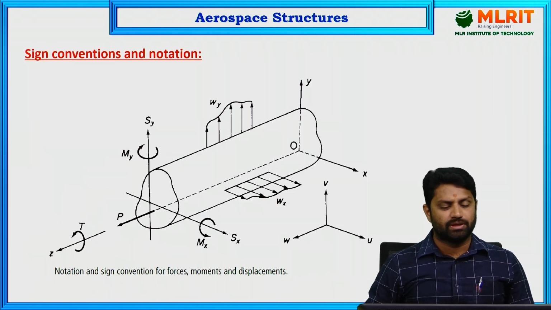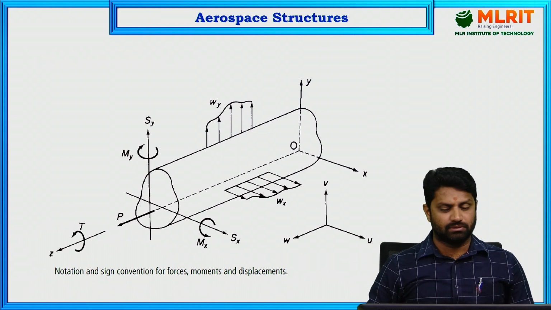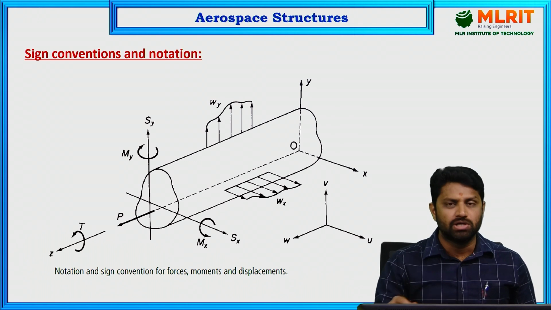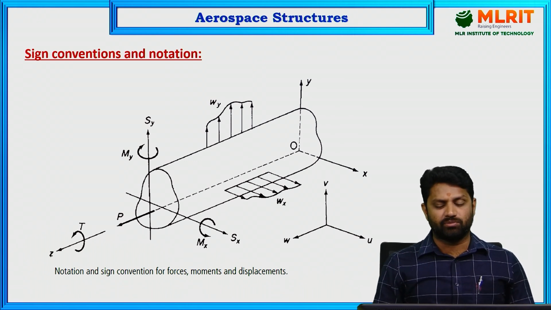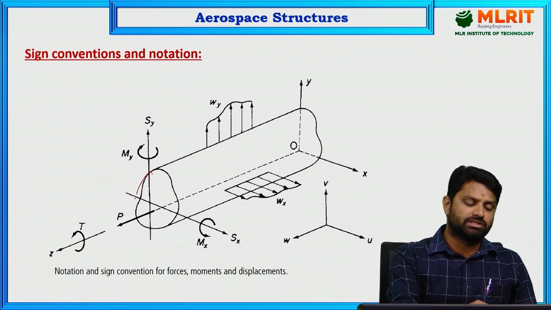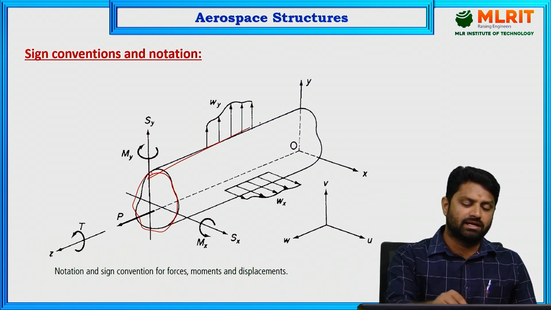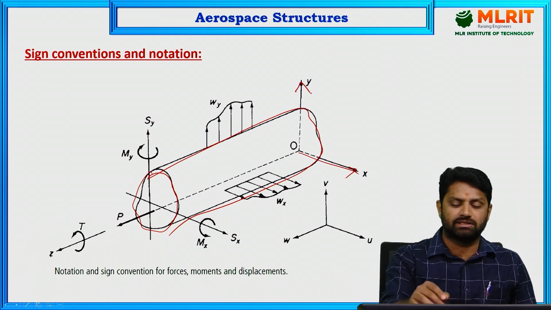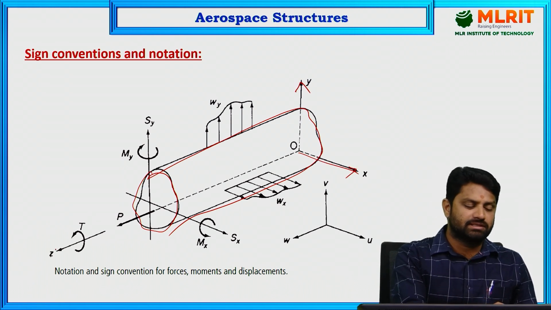So let us assume one arbitrary section that has been shown in this diagram. Understanding this diagram is very, very important. Here you can see an arbitrary section taken like this, and the length is also taken like this, with an xy axis system. The x axis is in this direction, the y axis is in this direction, and the z axis is in this direction.